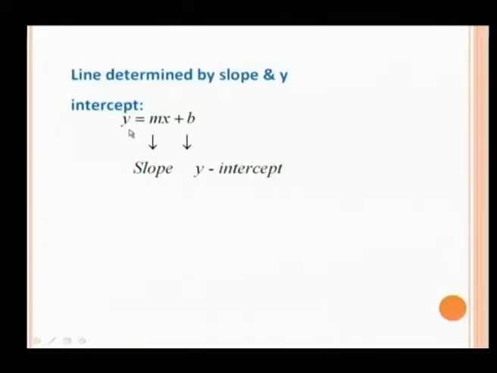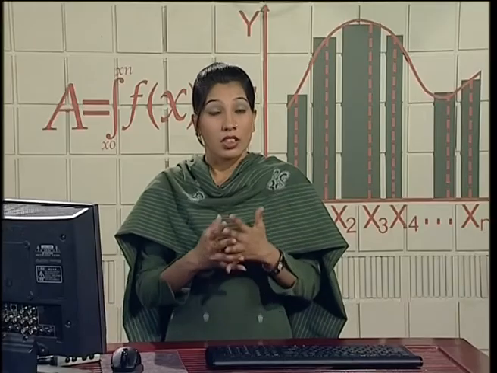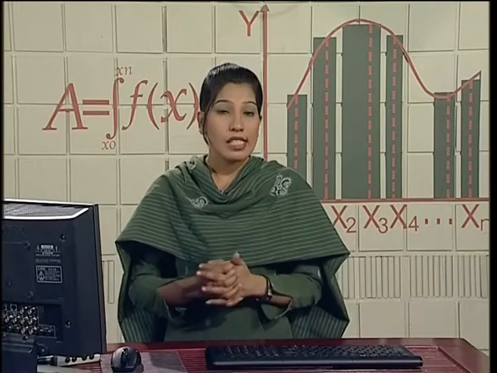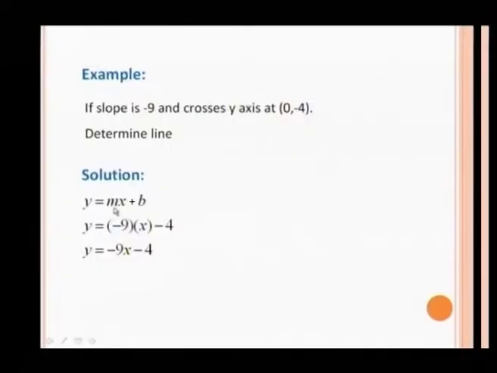A line determined by slope and y-intercept is y is equal to mx plus b, where m is the notation for slope and b is the notation for y-intercept. To understand this more clearly, you can see an example on the screen. We have an example: if slope is minus 9 and the line crosses the y-axis at the point (0, minus 4), then we have to determine the line.